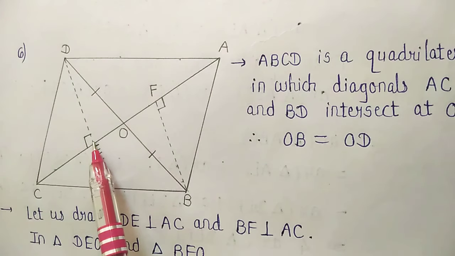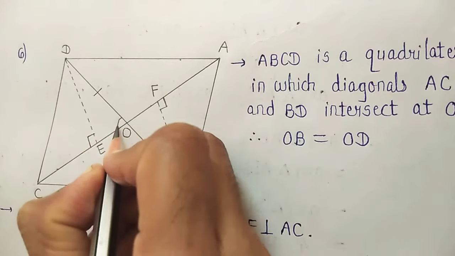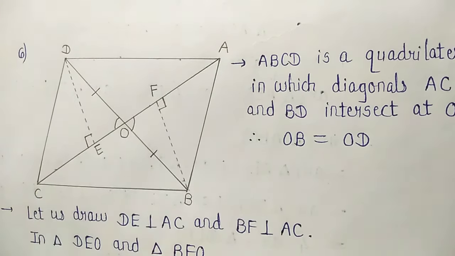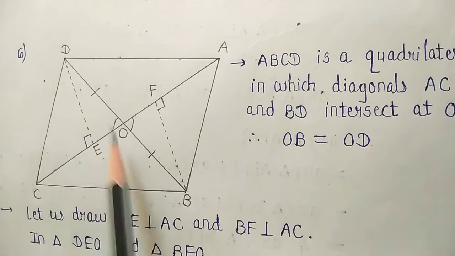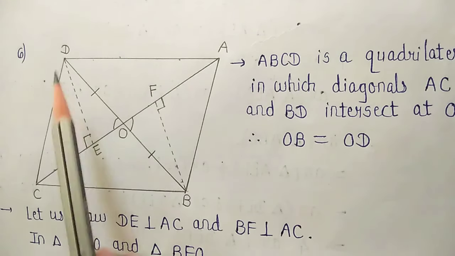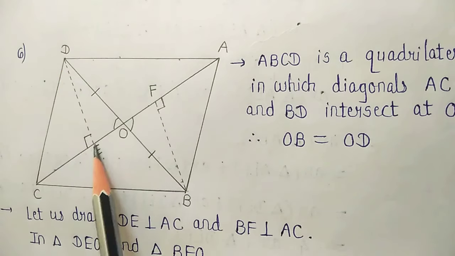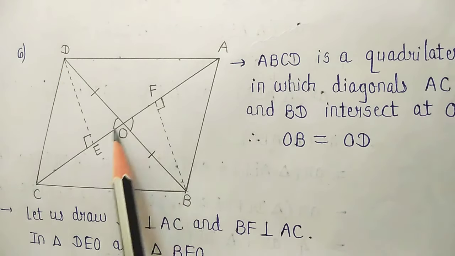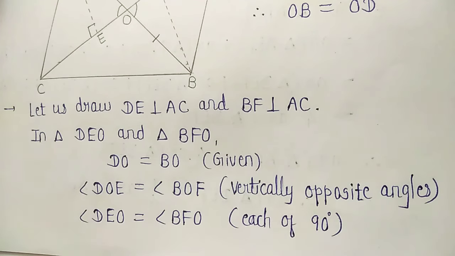DOE and angle BOF. Which type of angles are these? We have learned in chapter 6 that these are vertically opposite angles, and we know vertically opposite angles are equal. So angle DOE will be equal to angle BOF. Also, we have drawn perpendiculars, which means angle DEO and angle BFO both are 90-degree. So they are equal. So we'll write this.